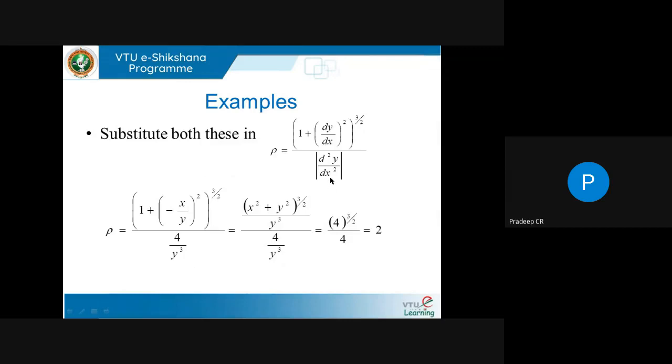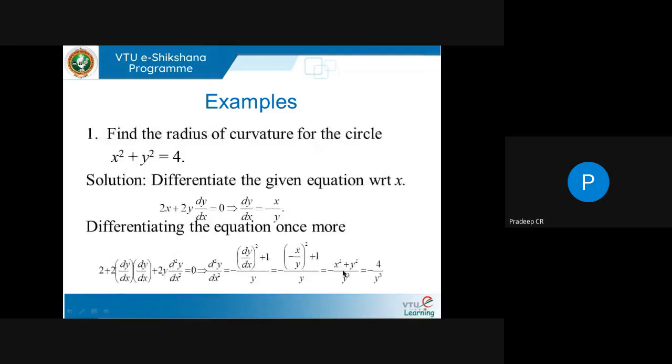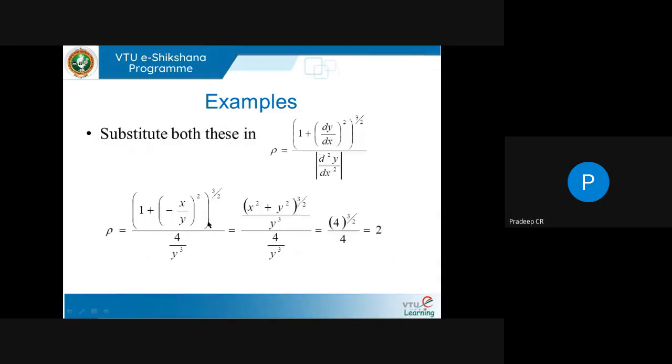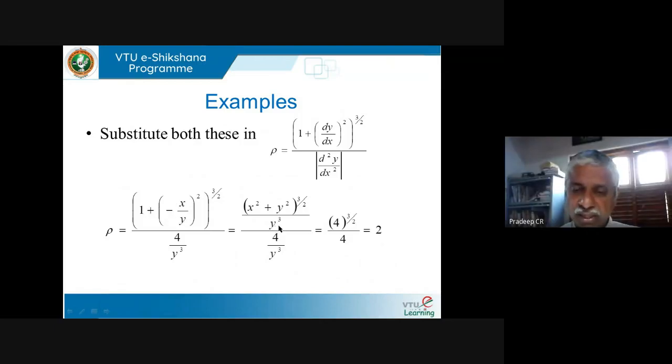If there is no mod here, I would have had minus 4 by y cube. Remember this, d square y by dx square is minus 4 by y cube. Because I have a mod, it will become 4 by y cube. So I simplify this: 1 plus (minus x by y) whole square means x square by y square, so plus 1 is x square plus y square by y square, and whole to the power of 3 by 2, x square plus y square whole to the power of 3 by 2 divided by y cube.